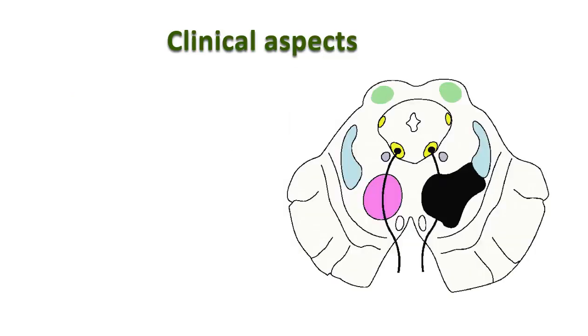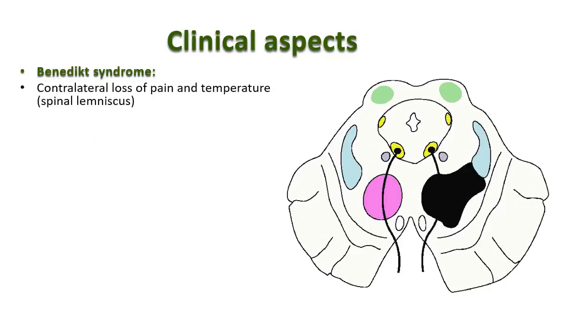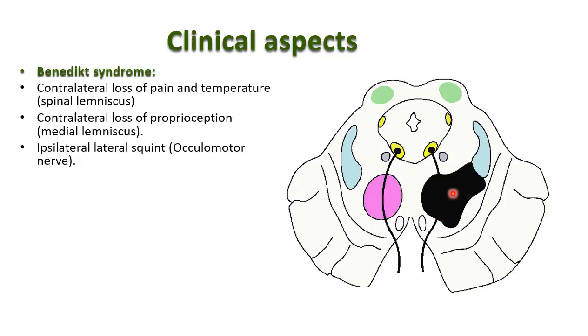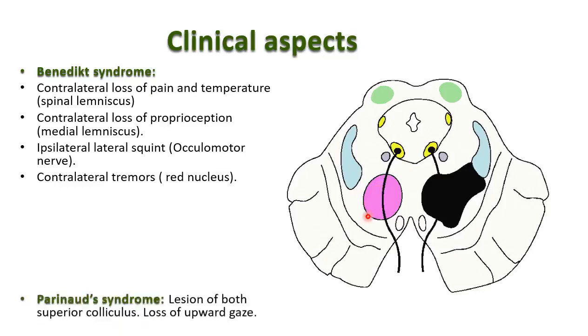Next, coming to Benedikt's syndrome. There is contralateral loss of pain and temperature because the spinal lemniscus is affected, and loss of proprioception because of the medial lemniscus, and then ipsilateral squint because the oculomotor nerve is involved, and then tremors from the red nucleus. So muscle tone is lost and you have tremors in the muscles. Contralateral tremors because of the involvement of the red nucleus.